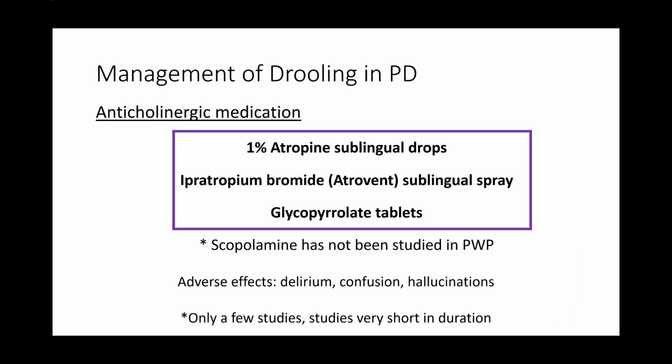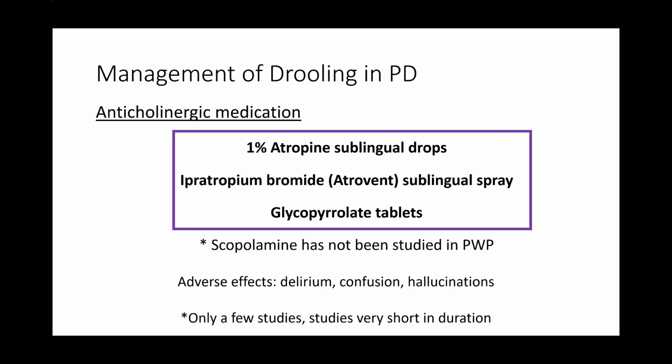Medication-wise, there are a number of different medications that are used to try to help with drooling. One of the most common that I use in my practice is atropine. Atropine is a liquid, and you take it as a drop under the tongue. How it's usually prescribed is the 1% atropine drops, 1 to 2 drops under the tongue, up to 4 times per day. I find that some people are very happy with this medication, and they find it makes a huge difference to the amount of drooling.